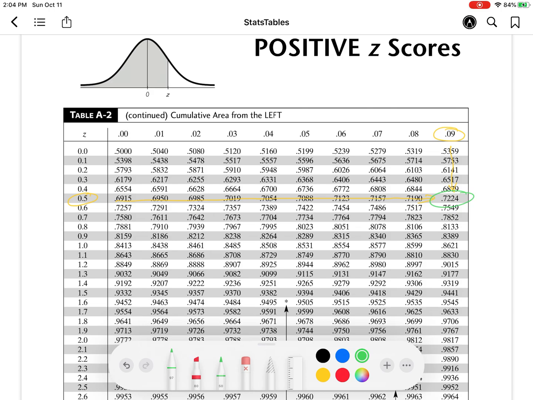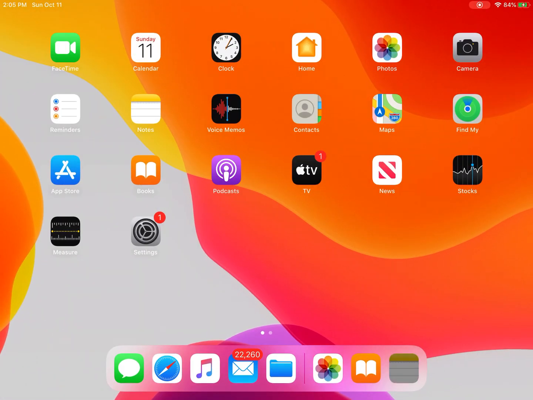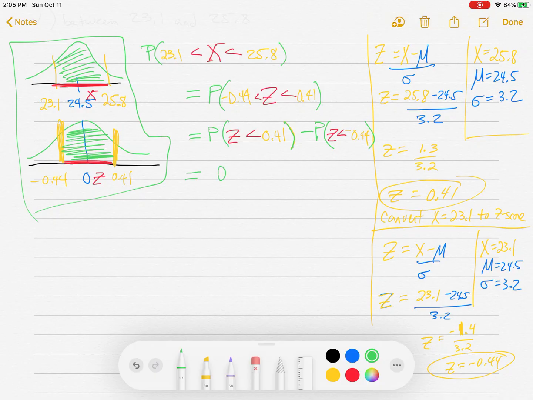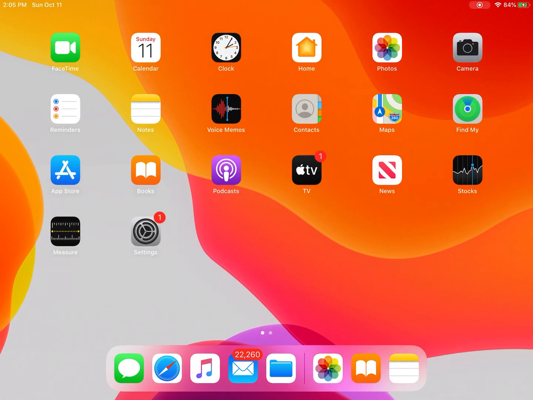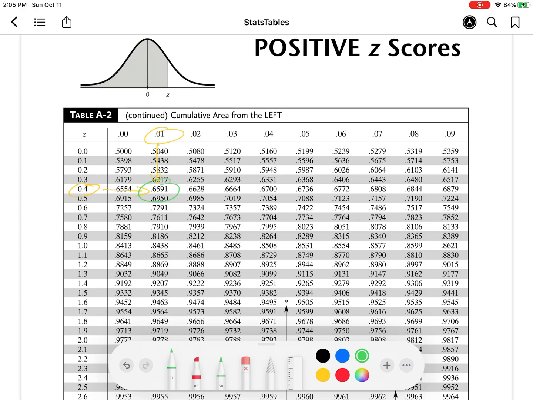Here we go. Okay, I forgot what numbers I'm looking up. Let me go back and look. 0.41 and negative 0.44. Okay, 0.41 is in the positive table. Here we go. 0.41. So that number is 0.6591.